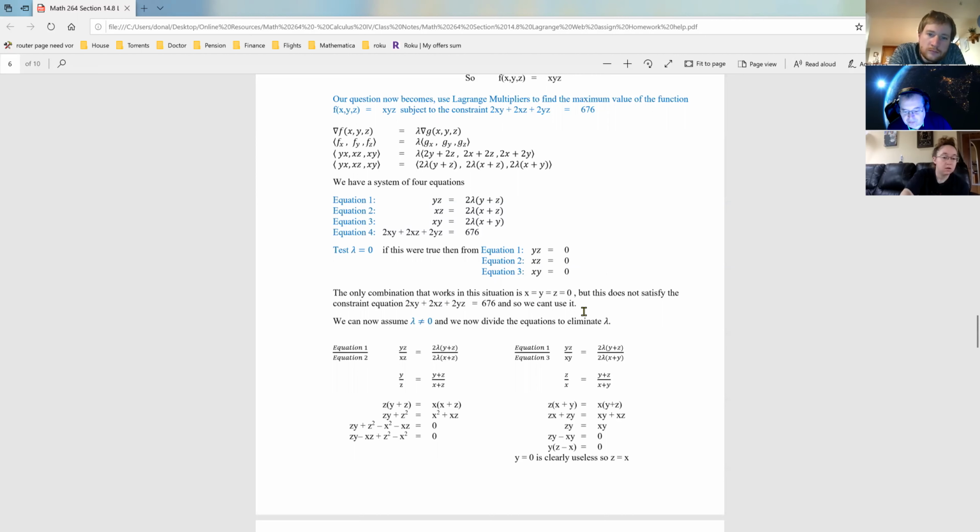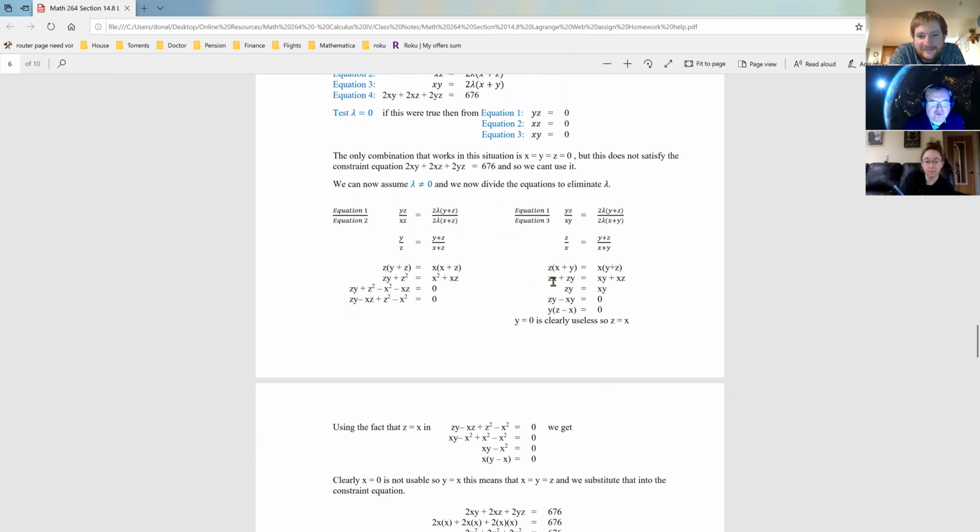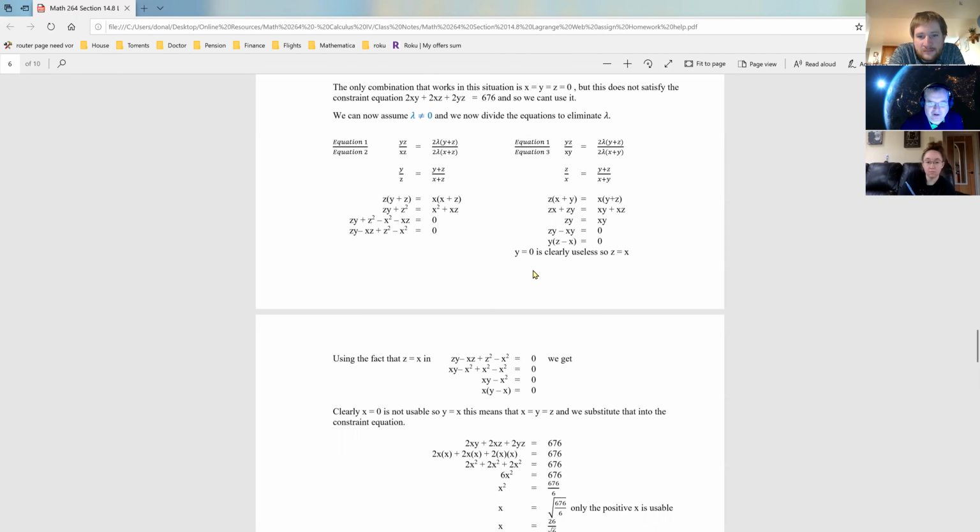So you can't use it, which is kind of the usual way these questions work, is that lambda equals 0 doesn't give you a usable solution. But we have to check it, because the first time you don't check it is the first time that you actually get an answer that you can use. So always work on the assumption that that is going to happen.